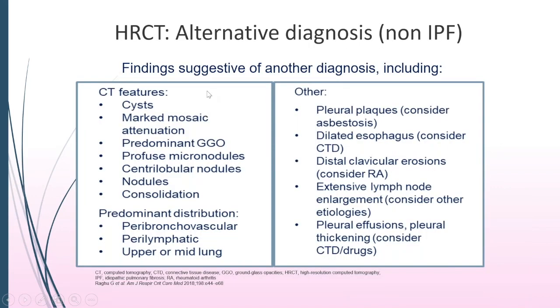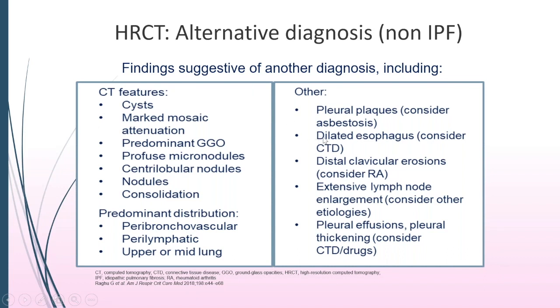If there are other features, and these are features of non-IPF diseases, so they would be cysts, mosaic attenuation. So anything other than the UIP pattern, then the patient has to be investigated whether it is some other IIP or other disease like hypersensitivity pneumonitis or sarcoidosis. So the first question in HRCT analysis is whether this is UIP or non-UIP. So we look for typical features of UIP and for other features.